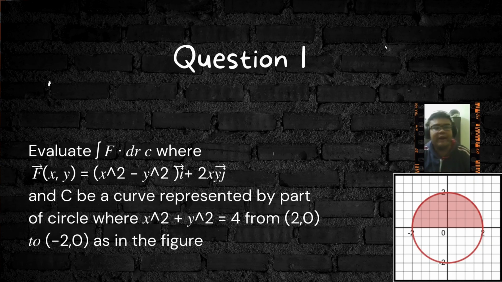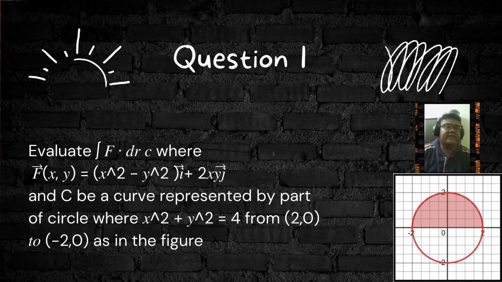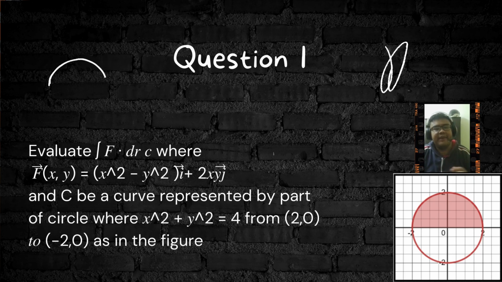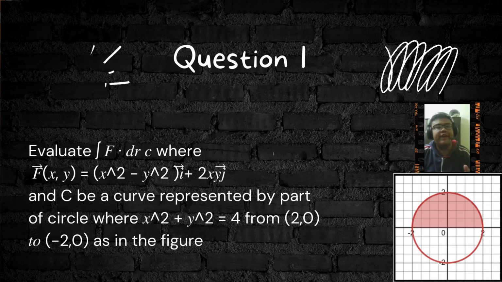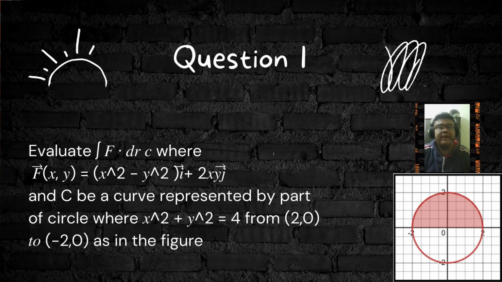Moving on to question 1, which is to evaluate the integral along the curve C of F dot dr, where F(x,y) equals (x squared minus y squared) i plus 2xy j, and C is a curve represented by a circle where x squared plus y squared equals 4 from (2, 0) to (negative 2, 0), as in the figure on the right.